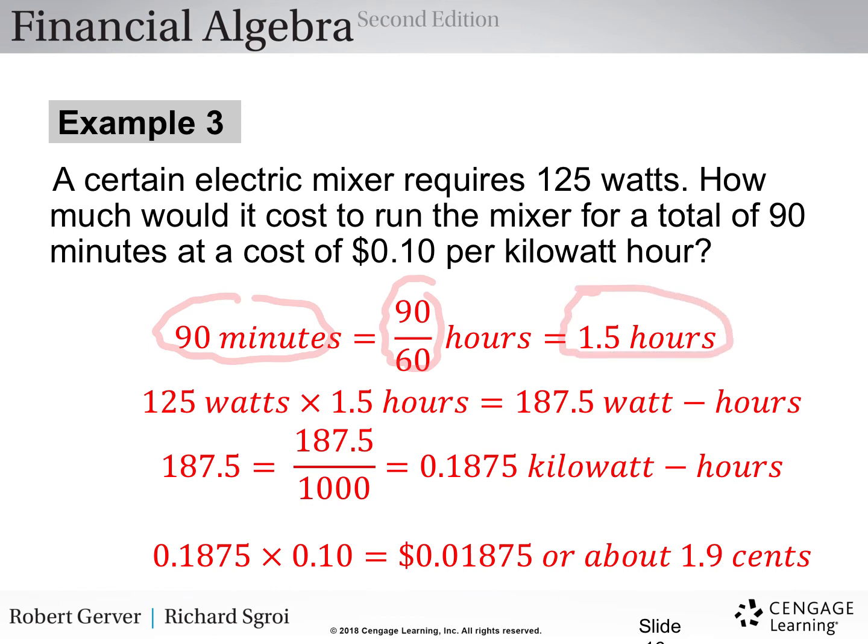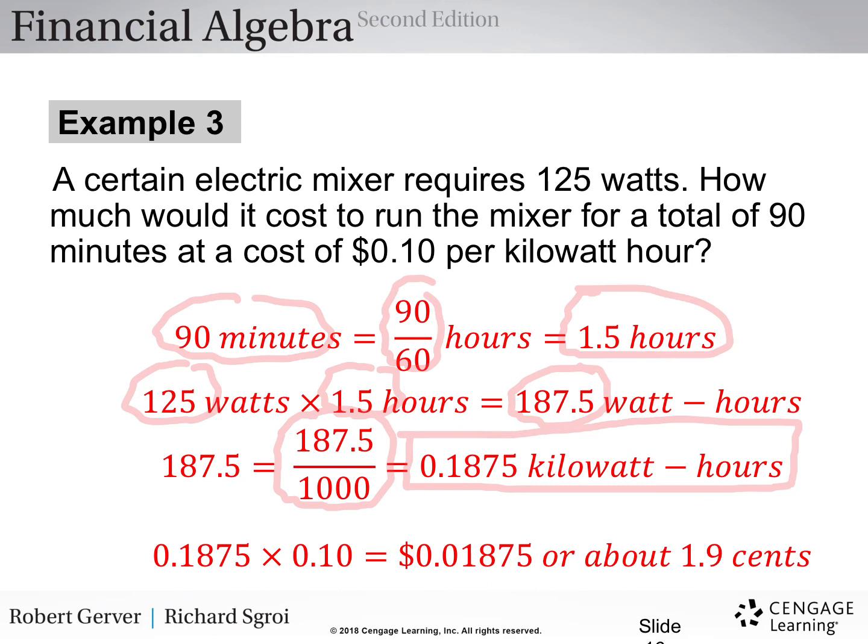Next, we want to multiply 125 watts times 1.5 hours, and we come up with 187.5 watt hours, okay? So it's utilizing 125 watts in an hour and a half. That comes out to be 187.5 watt hours. Well, electricity is measured in kilowatt hours, so we must take that figure and divide it by 1,000 and come up with 0.1875 kilowatt hours. Well, that's how electricity is measured.